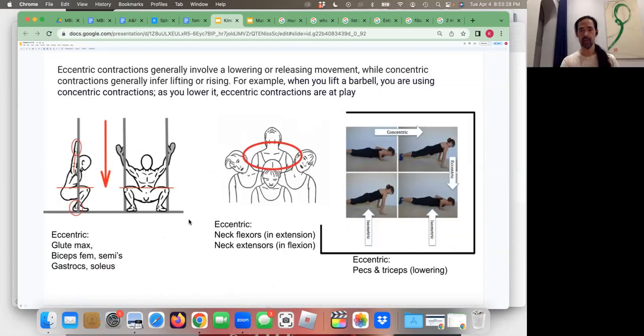Okay, so if you squat down, there's three joints involved. There's the hip joint, the knee joint, and the ankle joint. I want to explore which muscles are agonist when you squat down and which muscles are antagonist. Remember, the agonist will be contracting concentrically. The antagonist will be contracting eccentrically.